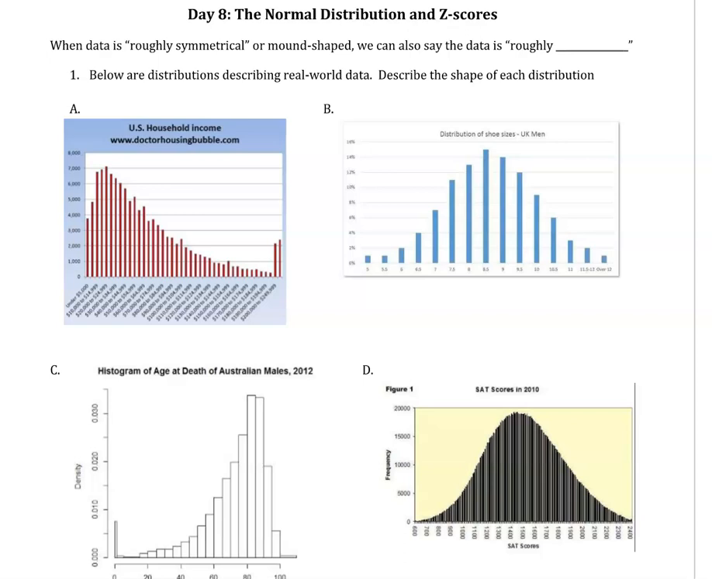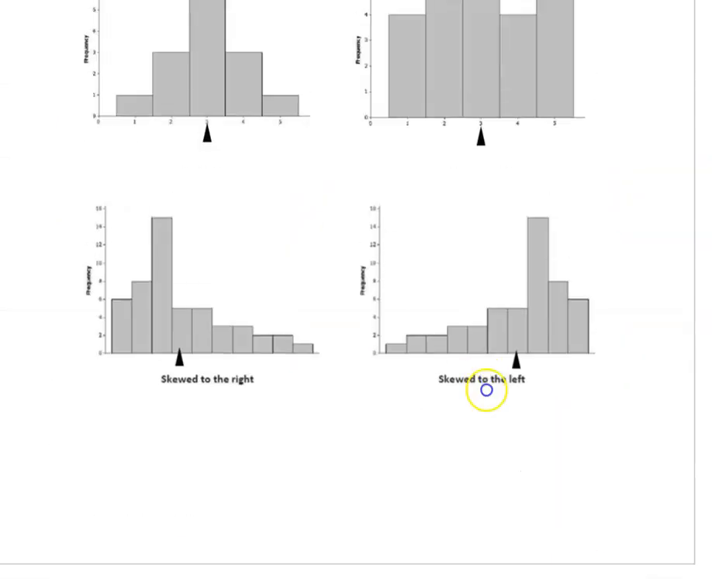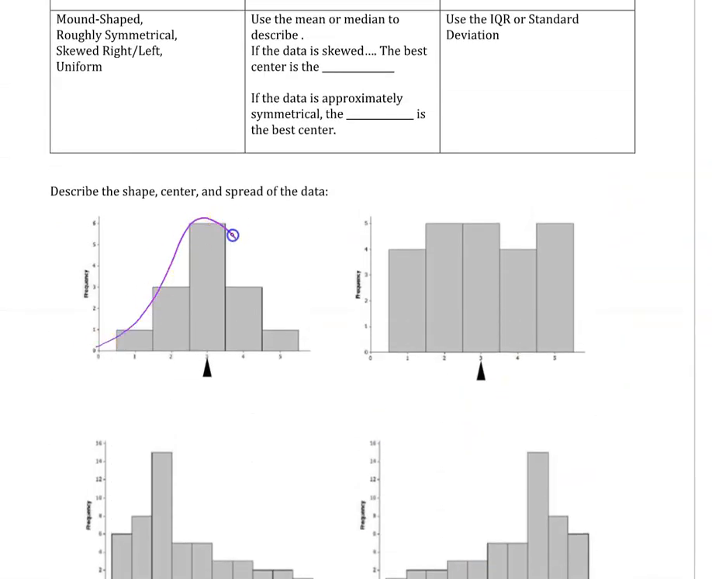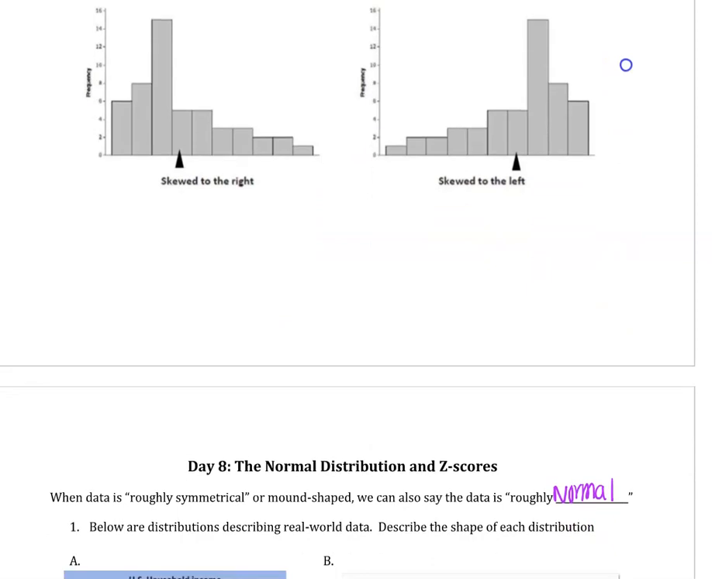So first of all, when data is roughly symmetrical, like a single mound shape, we call that data roughly normal, which I discussed yesterday with my students when we discussed shape, center, and spread. So that was on this page. Like this was a normal distribution.